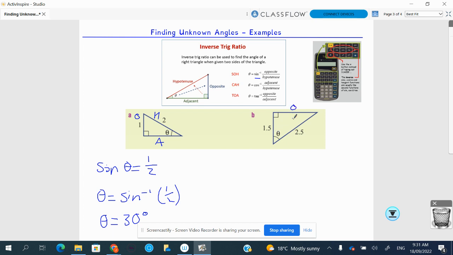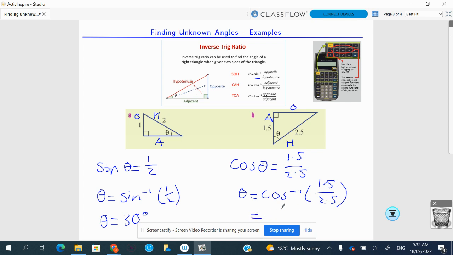Same thing over here, we have opposite, hypotenuse, adjacent. The two we're interested in are adjacent and hypotenuse, so that will be cos theta, which equals 1.5 over 2.5. So theta equals the cos inverse of 1.5 over 2.5. Typing that into your calculator, you will get 53.13 degrees.